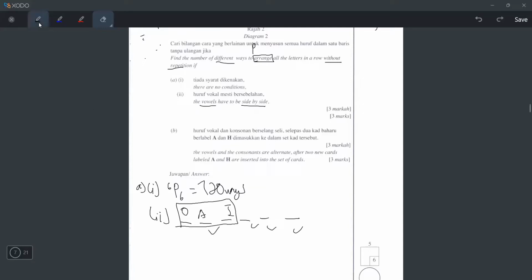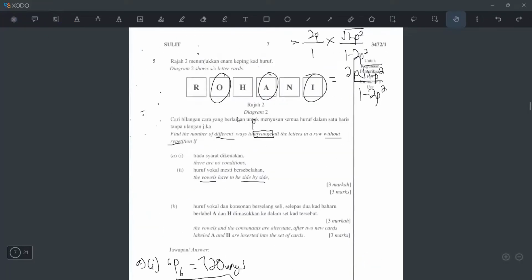That's why you will do 4 factorial, because you are arranging four objects. Okay, and then since the OAI itself can arrange itself also, it can become IAO or IOA, so you have to times with 3P3 or 3 factorial. Okay, and you can use your calculator to help you. So 4P4 times 3P3, and you get 144. Okay, so that's the answer for A, right? 720 and 144.